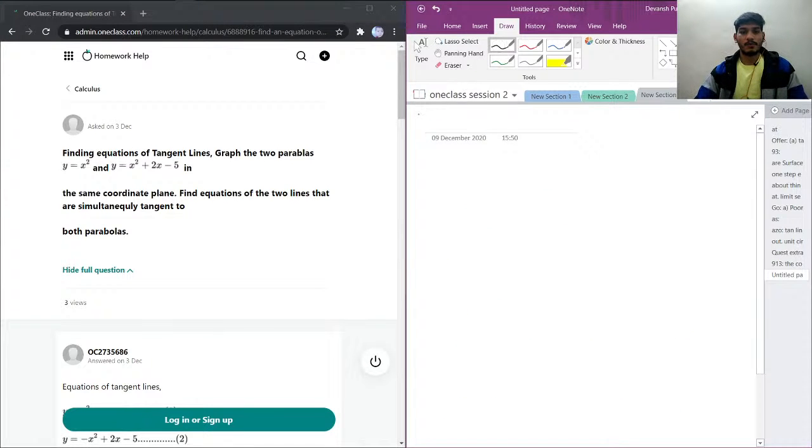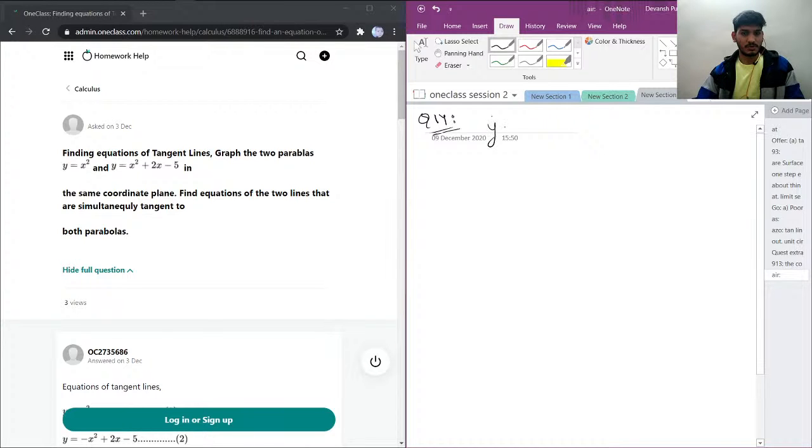We have question number 14. So find the equation of tangent lines, graph the two, they should be parabola, I think. Graph the two parabolas, okay. Yep, this should be parabola.